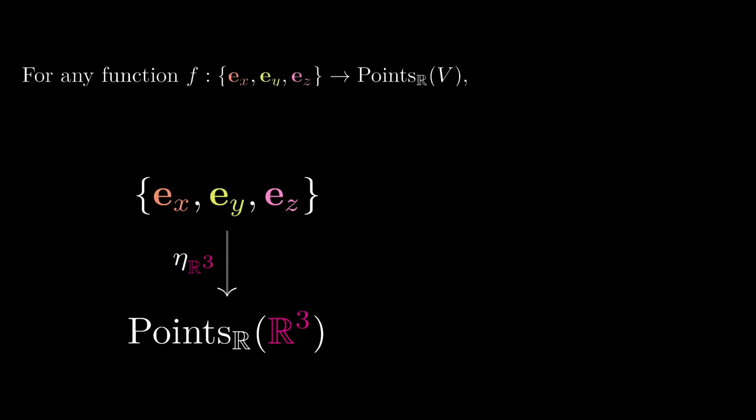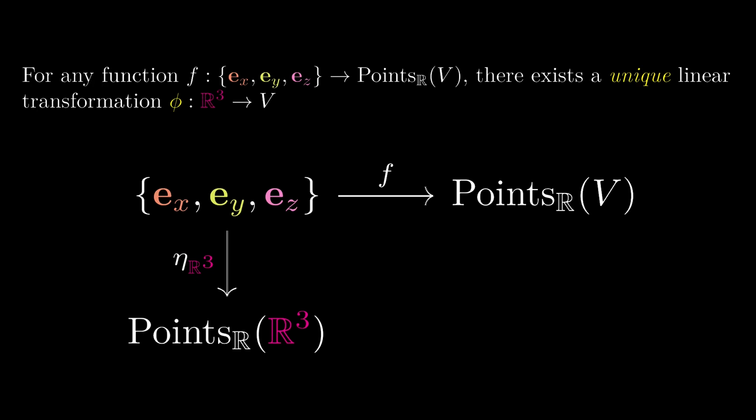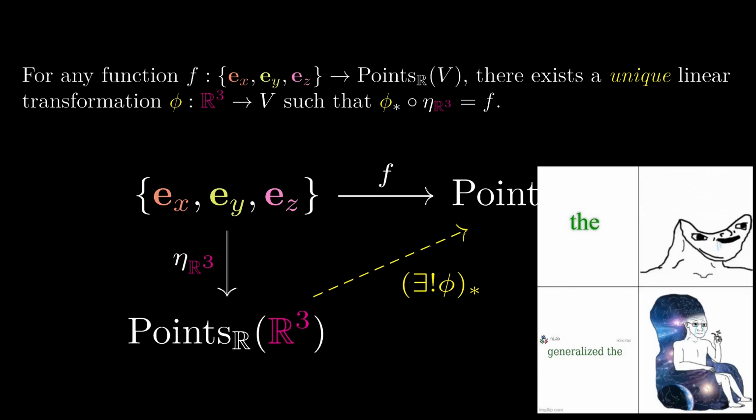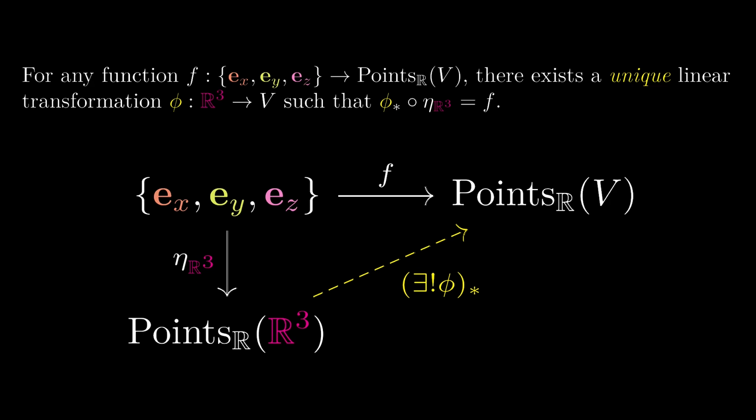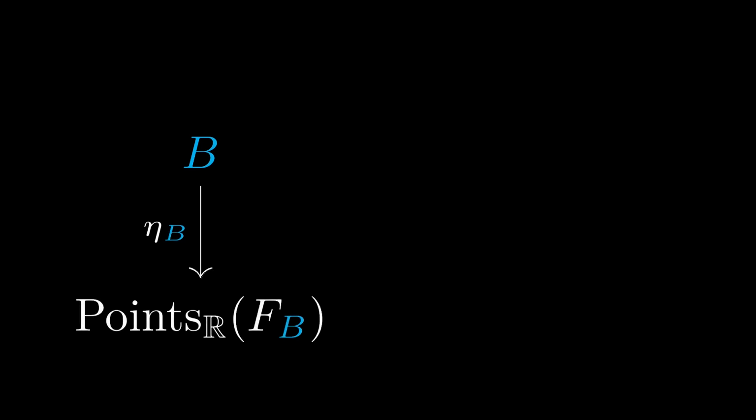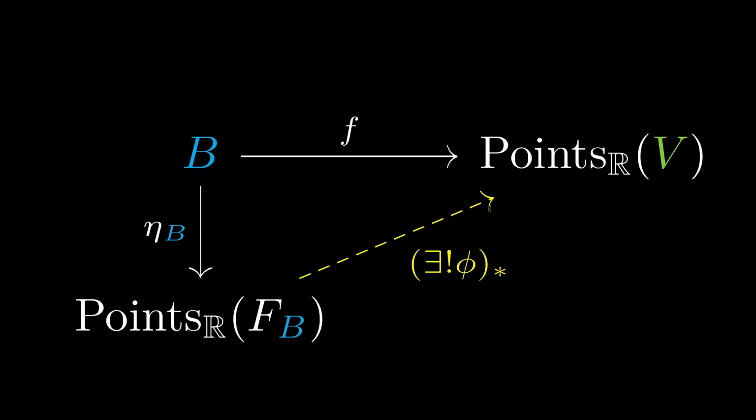For any function f from the basis vectors to the set of points of some vector space V, there exists a unique linear transformation phi from three-dimensional space into V, such that phi is in some sense a linear extension of f. Of course, this is just a categorically charged way of saying what we knew all along, but it makes you wonder, is there anything special about the set with 3 elements? Specifically, given an arbitrary set B, can we construct some kind of vector space FB enjoying a similar universal property?